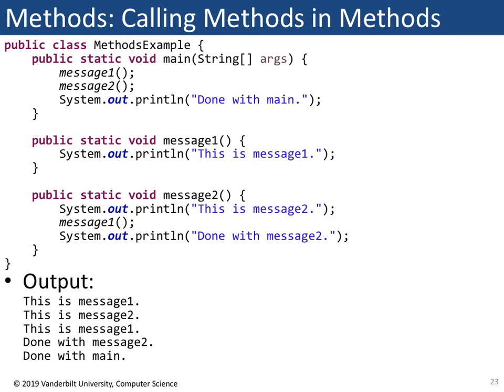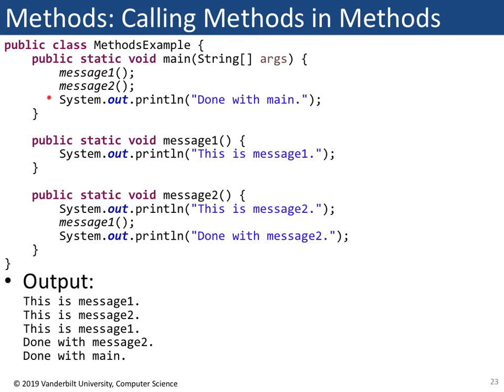So let's trace through this execution. When this Java program called MethodsExample.java is run, message 1 is the first line in the main method, so this is the first thing that will be executed. It will execute the call to message 1. Message 1 will print out "this is message 1." That's what we see as the output in the very first thing. The program pointer will then return to the call and move to the next statement.